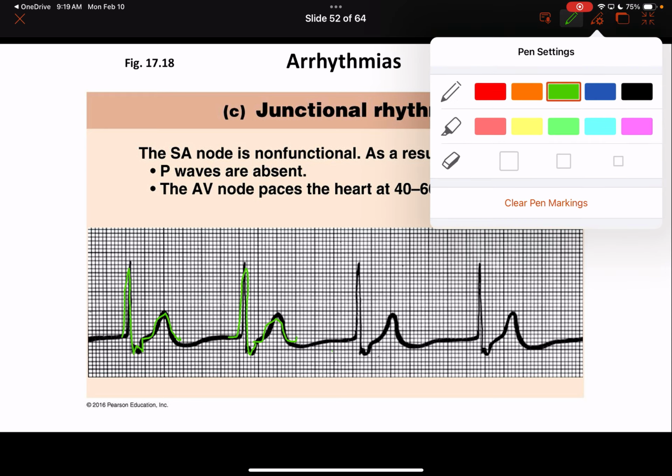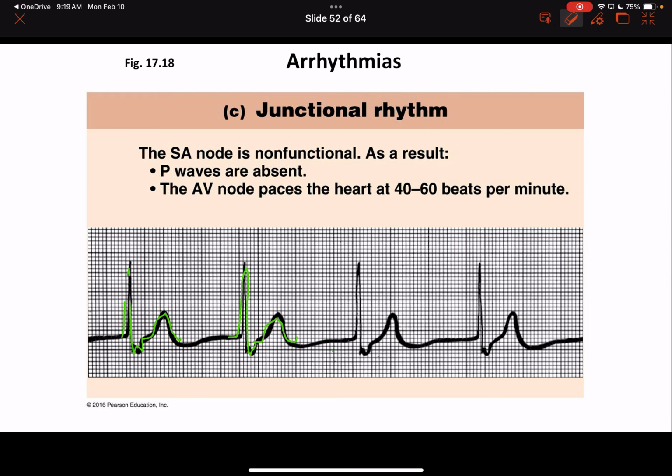So on an exam, or your next quiz, I could show you this tracing, and I can ask you the name of the ECG tracing. You would tell me it's a junctional rhythm. I can ask you what wave is missing. You'll tell me the P wave is missing. I could ask you what's wrong with the heart in this ECG tracing. You'll tell me that the SA node is non-functional. I can ask you how fast is the depolarization rate. You tell me it's about 40 to 60 times per minute.